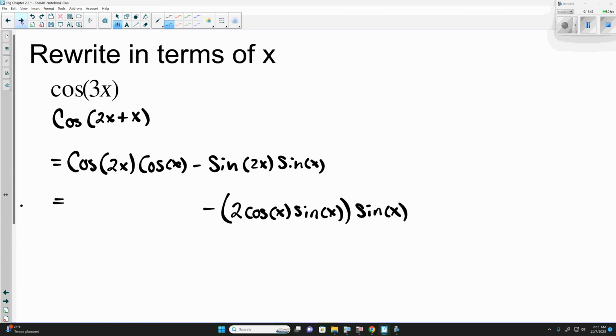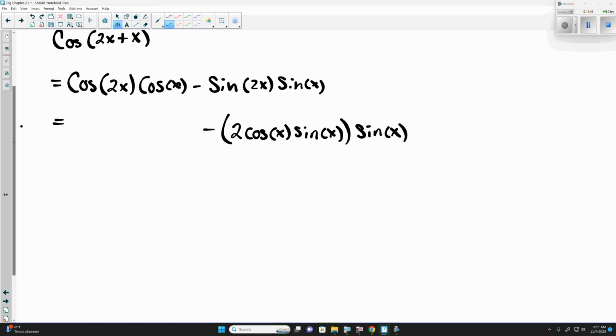Well, if we want this completely in terms of cosine, I'm going to lead towards 2 cosine squared of x minus 1 times cosine of x. Because if we want it purely in terms of cosine, we're going to go this route because I don't have sine. I'm not adding any additional sine functions into the equation.